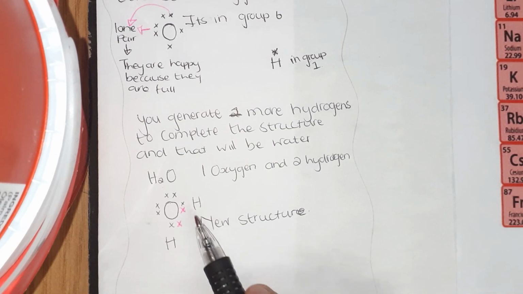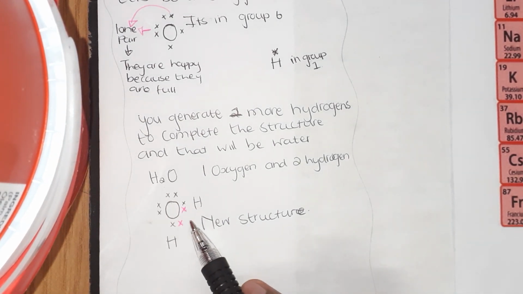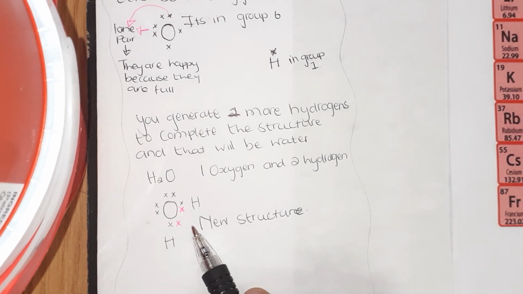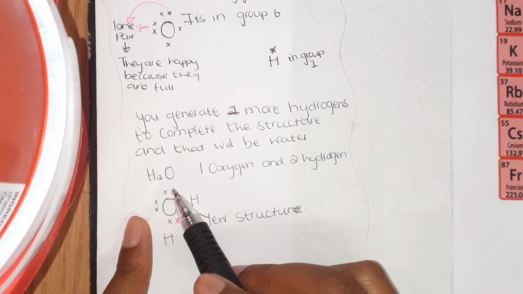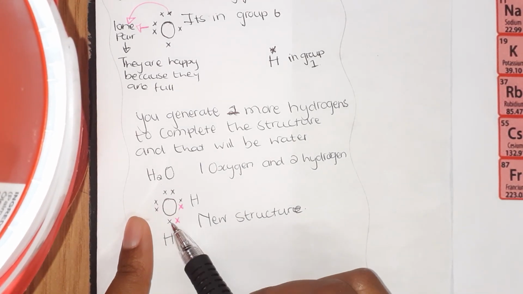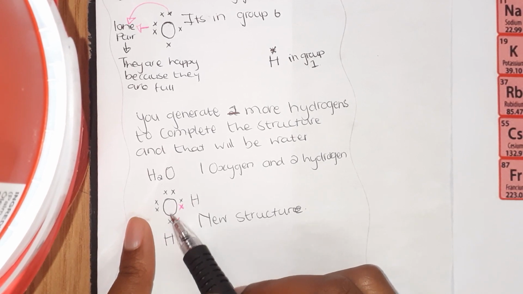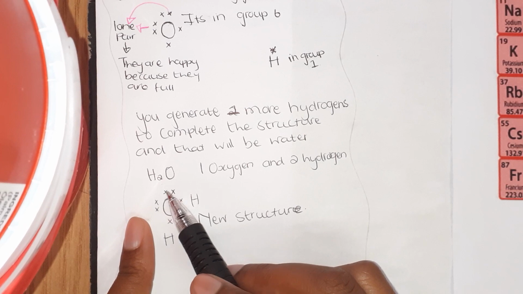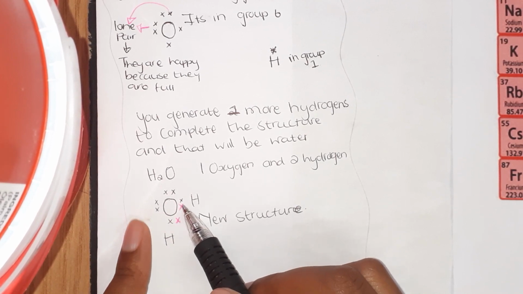So these will be called electron pairs. They are lone pairs and they are all happy. So this is a lone pair, and this one is a bond pair because it is between 2 atoms. You see? So this will be lone pairs and this one will be bond pairs.